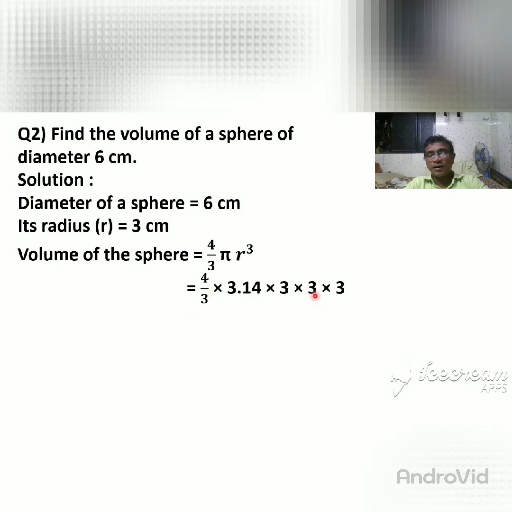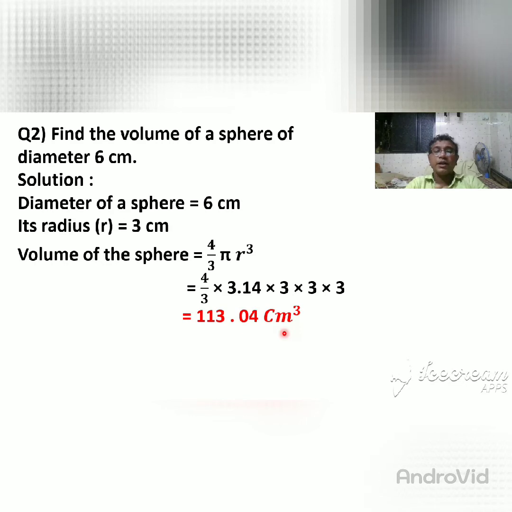These 3 divided by these 3. Okay, so these 3 and these 3 cancel. What remains? 3 3s are 9. 9 into 4, 36. 36 into 3.14. So you are getting 113.04 centimeter cube. I hope that you understand this problem.